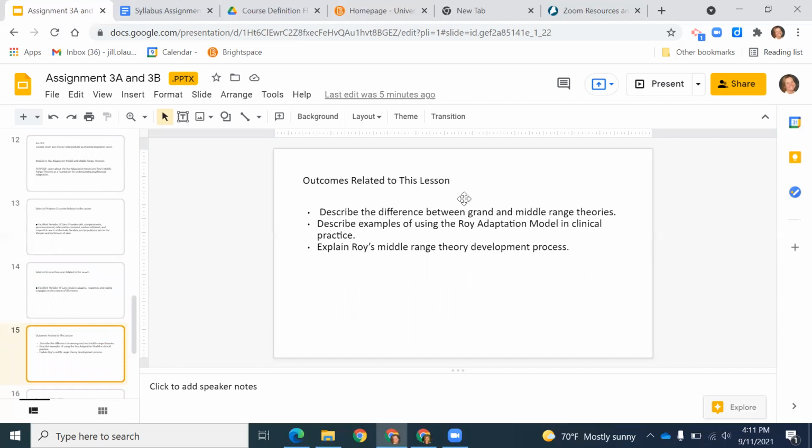And then outcomes related to this lesson, they have written here: describe the difference between grand and middle range theories, describe examples of using the Roy adaptation model in clinical practice, and explain Roy's middle range theory development process. So these could be called the lesson outcomes or lesson objectives.